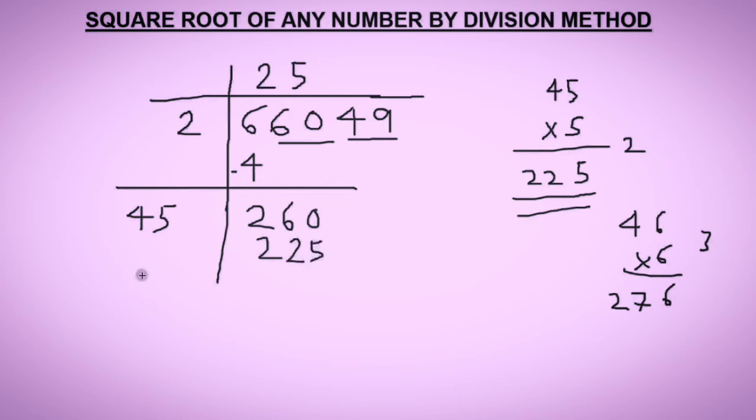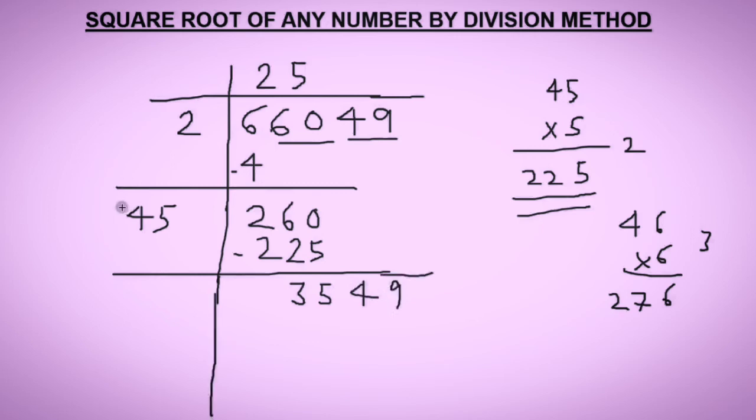So 225, on subtracting we will get 10 minus 5 is 5 and 5 minus 2 will give you 3. So 35 is our remainder. Now next we are going to copy the last pair. Again we are going to add 45 plus the unit digit of the quotient, or I can say the unit digit that we have taken before this step. So 45 plus 5 will give you 50.